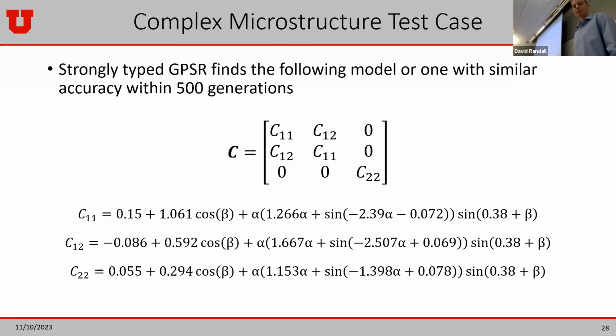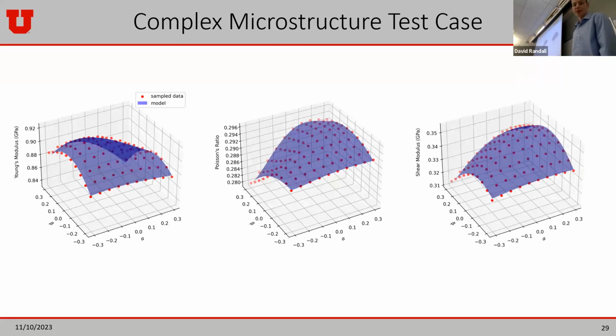So after running strongly typed GPSR for 500 generations, we get the following model or one of similar accuracy. And to give an understanding of what that model looks like compared to the data, we have these plots, again, similar to the previous test case. On the far left, we have Young's modulus. In the middle, we have Poisson's ratio. On the far right, we have shear modulus plotted against the design parameters. The points are the actual data, and then the surface in this case is the model.